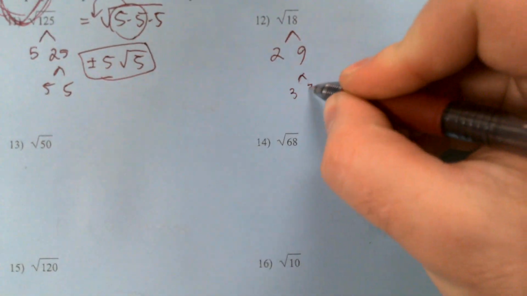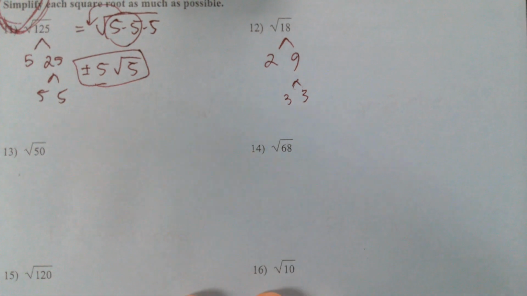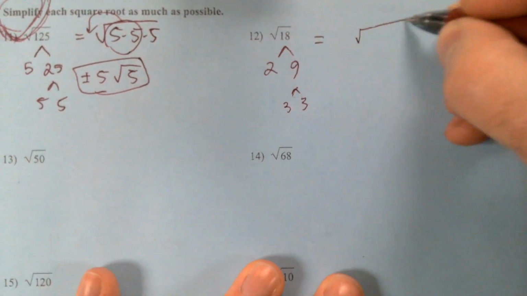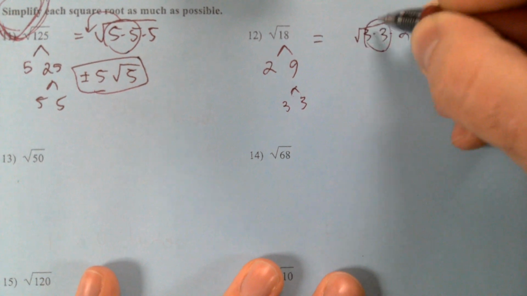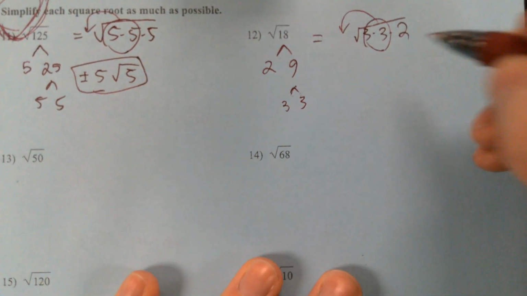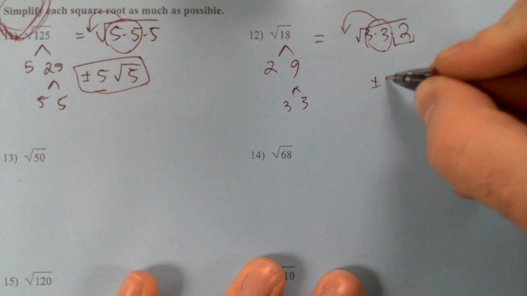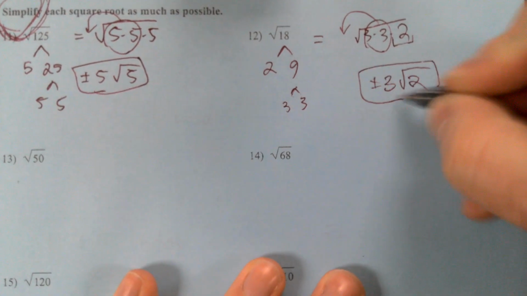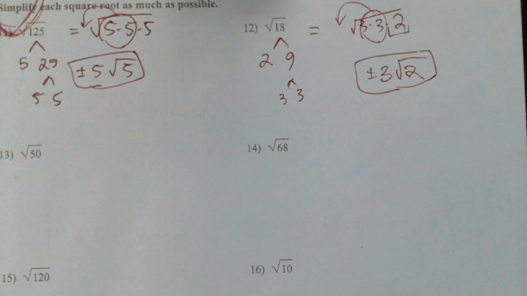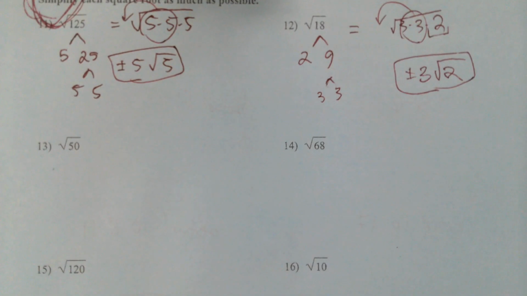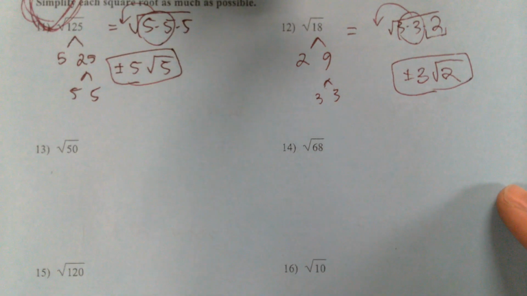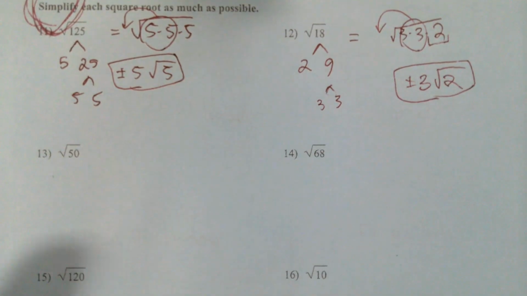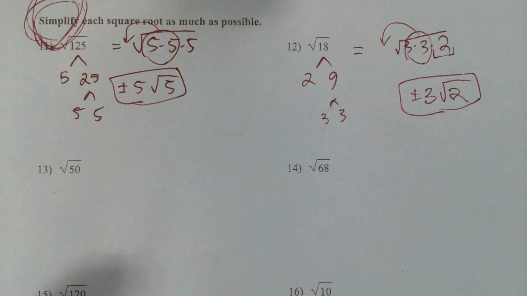We know that 9 is 3 times 3, right? So we're going to pull that pair of 3's out. 3 times 3 times 2. Pull that pair of 3's out, leave that 2 on the inside. Plus or minus 3 root 2. Any questions so far on breaking down these imperfect squares here?